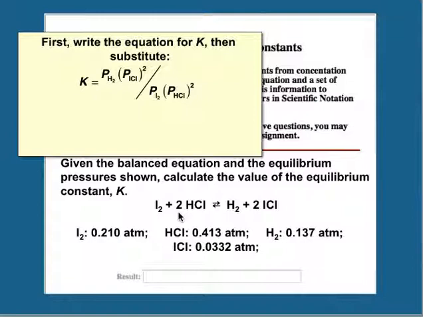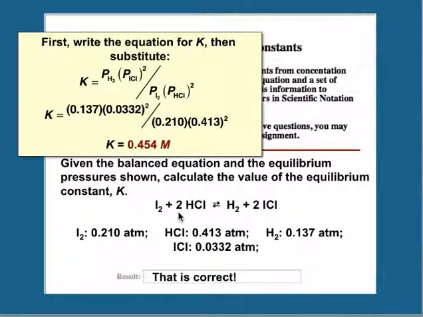We're going to substitute in all our values. Simply do our math, and our equilibrium constant is 0.454. Actually, this does have units of molar, but we never put units on equilibrium constants.